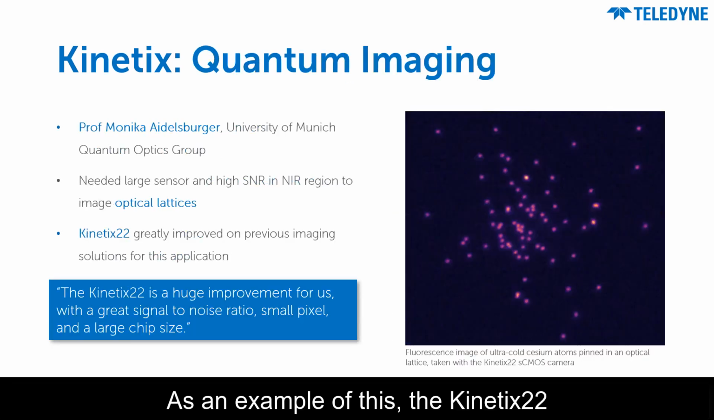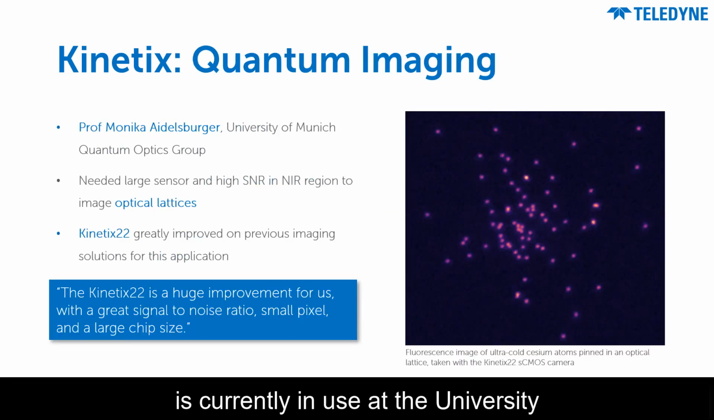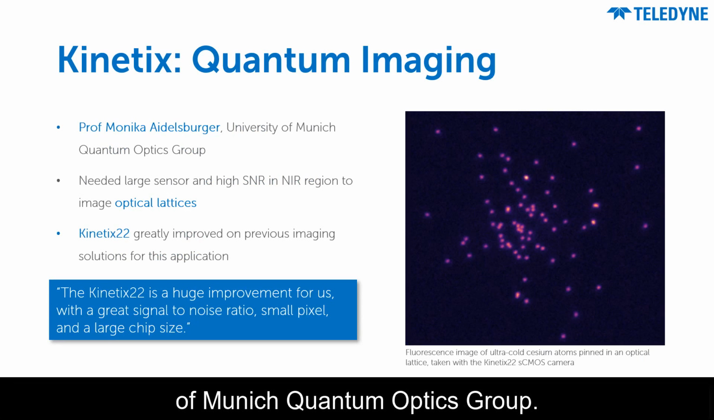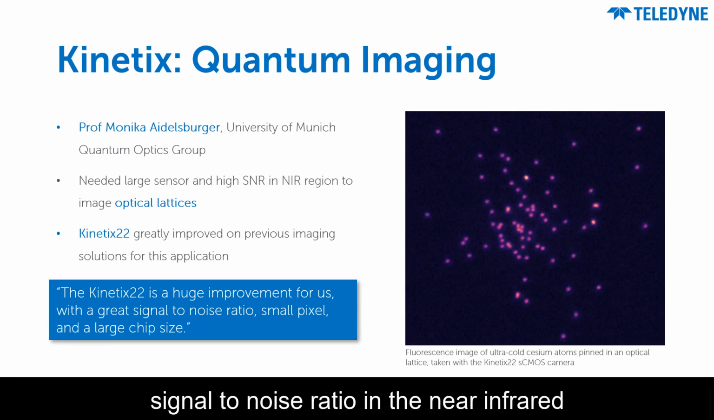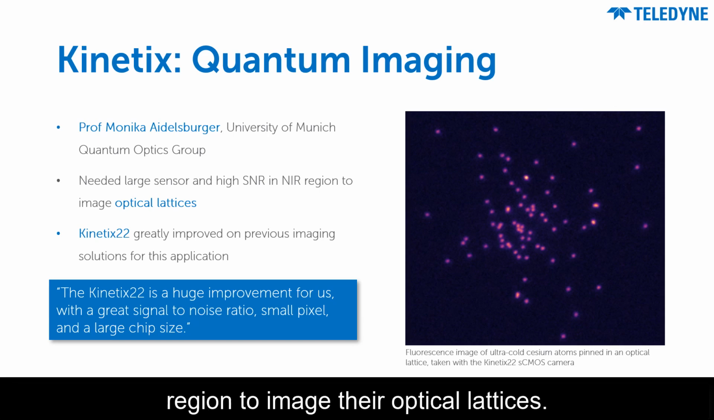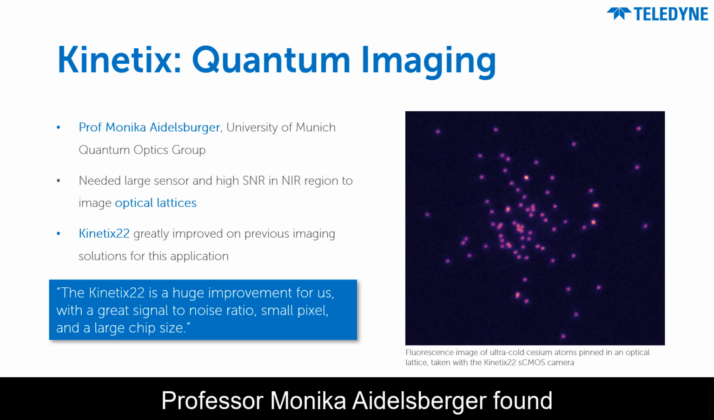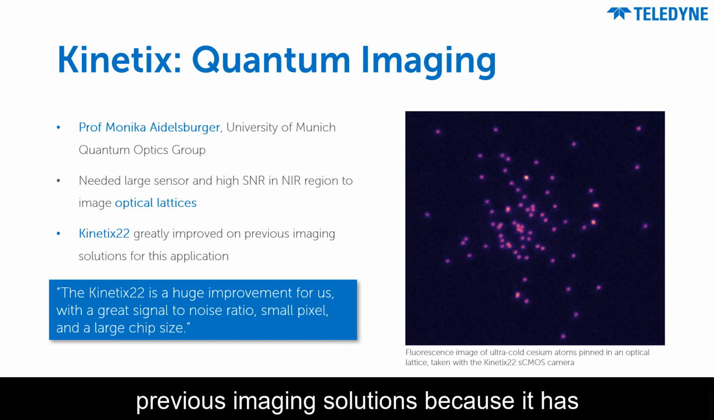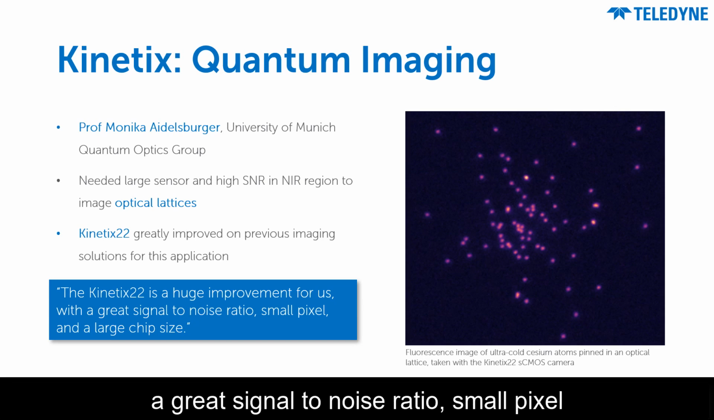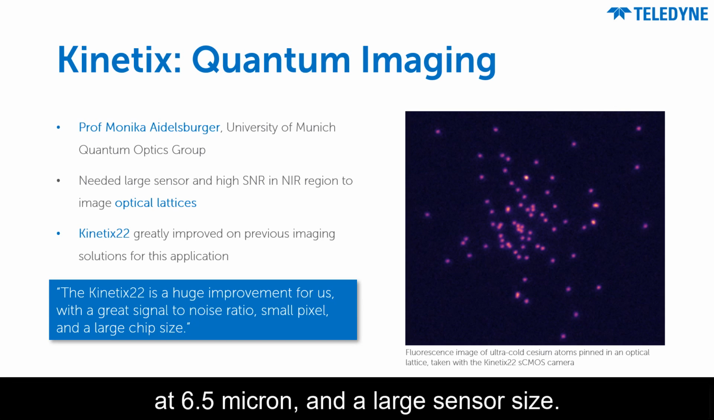As an example of this, the Kinetics 22 is currently in use at the University of Munich Quantum Optics Group. They needed a large sensor and a high signal-to-noise ratio in the near-infrared region to image their optical lattices. Professor Monika Eidelsberger found the Kinetics 22 greatly improved upon previous imaging solutions because it has a great signal-to-noise ratio, small pixel at 6.5 micron, and a large sensor size.